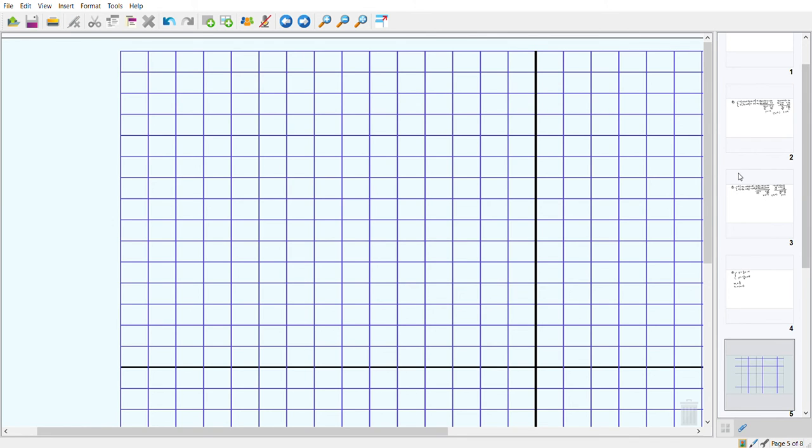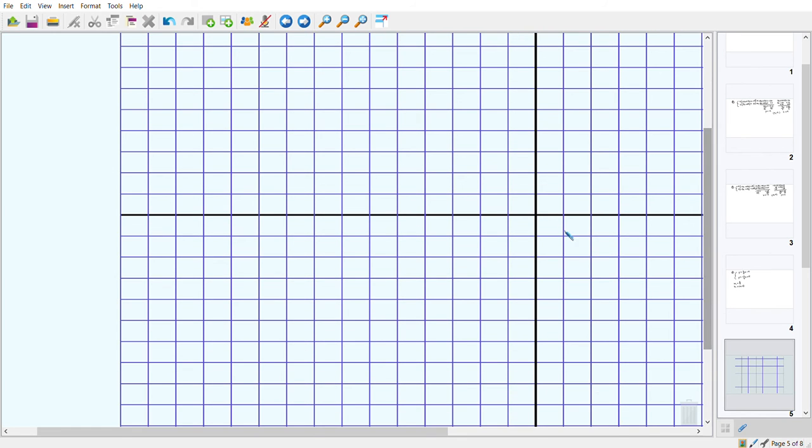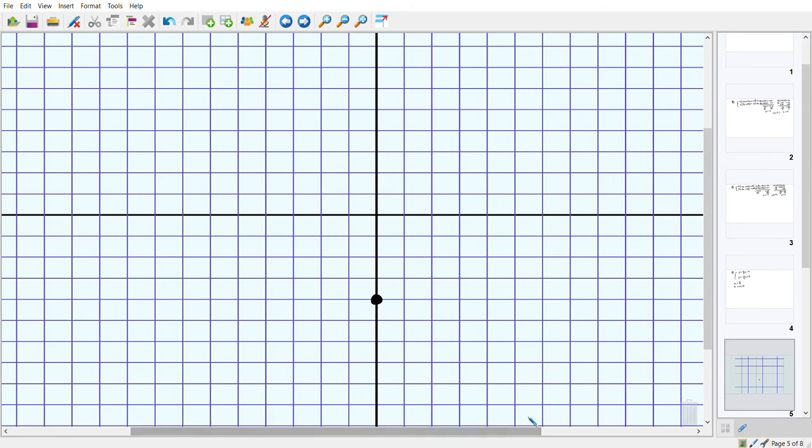So let's see, starting out at (0, -4). 1, 2, 3, 4. My y-intercept. And then my slope tells me up 5, right 4. Up 1, 2, 3, 4, 5. Right 1, 2, 3, 4. Do it again because you should have enough room. Up 5, right 4. 1, 2, 3, 4, 5.